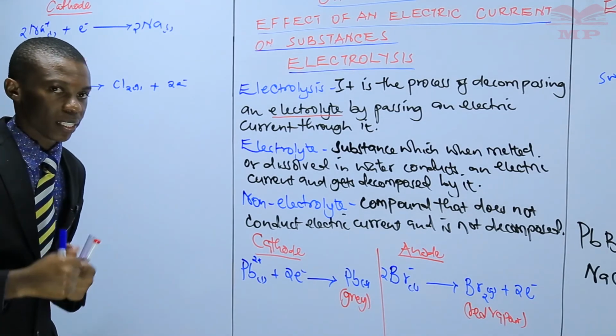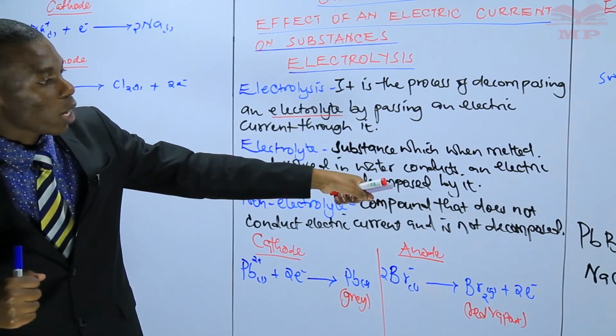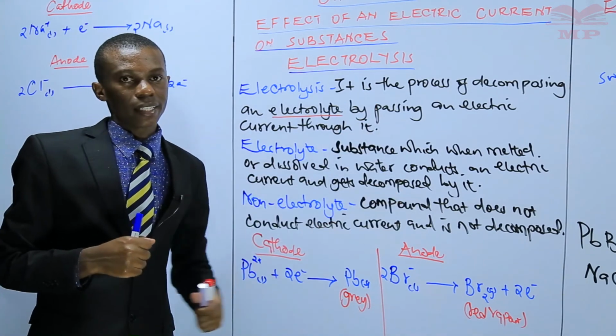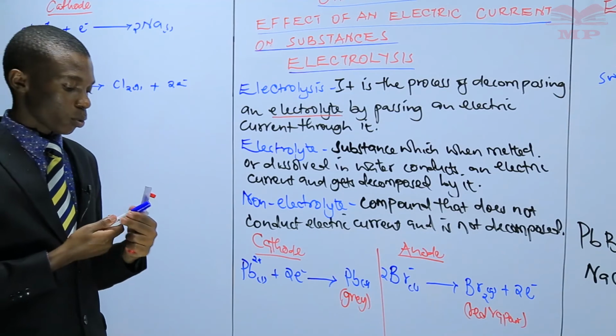Therefore, heat must be present for that sodium chloride or lead(II) bromide to conduct electric current. And therefore, that brings us to the end of our lesson today.